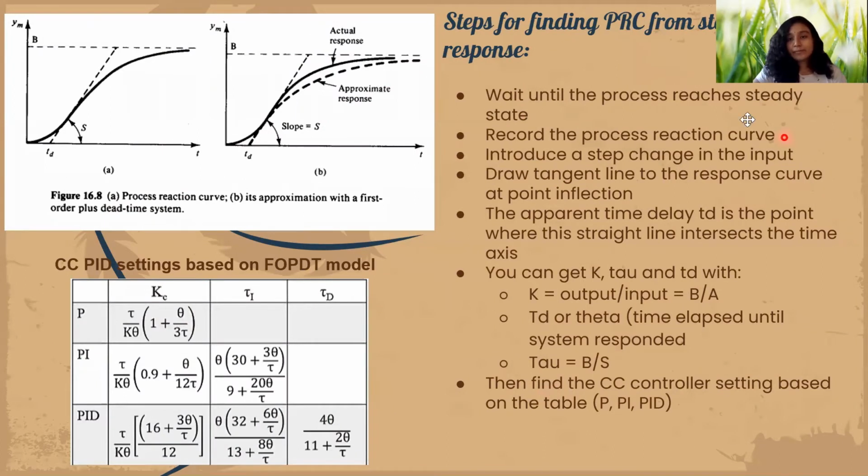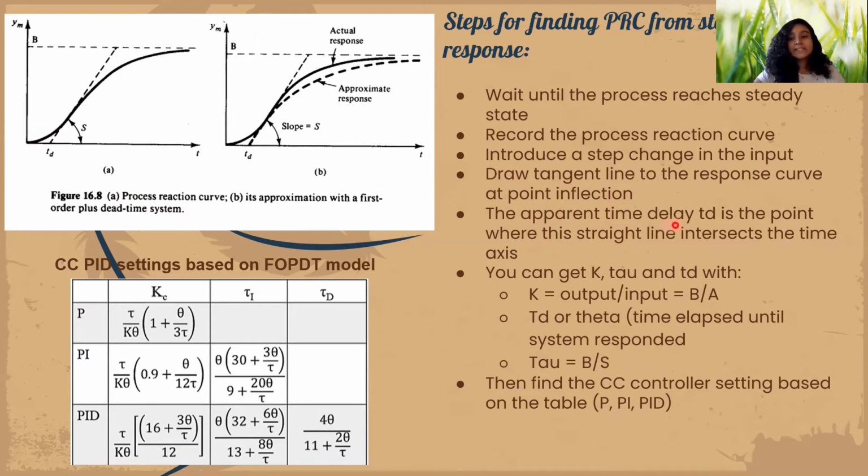Let's look at these steps for finding PRC from step change response. First, we wait until the process reaches steady state. We record the process reaction curve. Then we introduce a step change in the input. And now, we will draw a tangent line to the response curve like this. Tangent line to the curve here at the point of inflection.